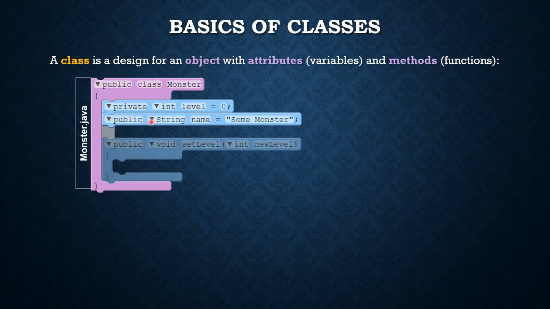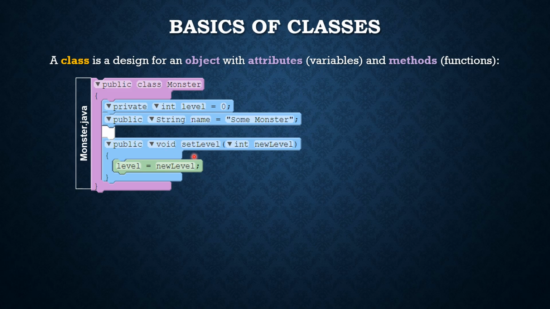Next, we are going to define a method, and in this case we have a method called public void setLevel. This method takes a new level and sets it as the level of this particular class. Right now the level is 0, but if we call setLevel on an object of this class, you can set a new level to replace the existing one.